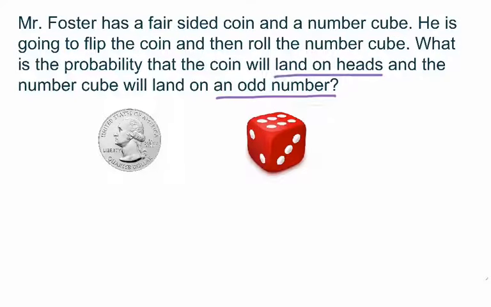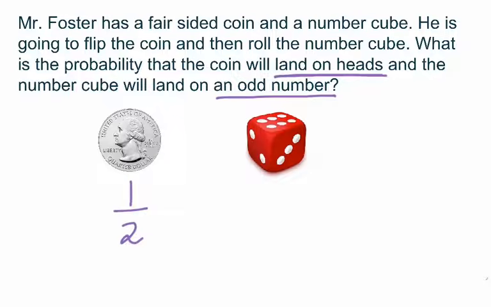So what is the probability that the coin will land on heads? Well, really, there's only two sides to a coin. And in this case, heads is only on one of those sides. The other would have tails. So there's a 1 out of 2, a 1/2 probability that this coin would land on heads.